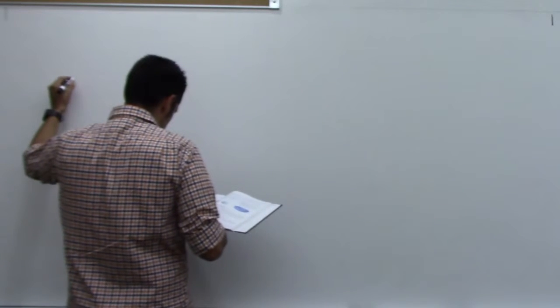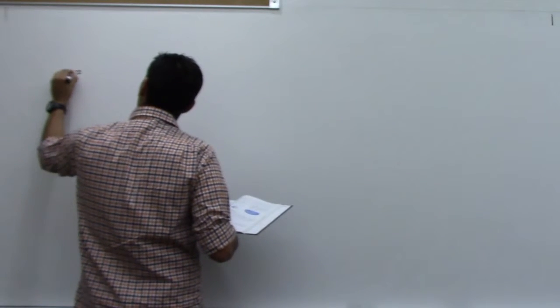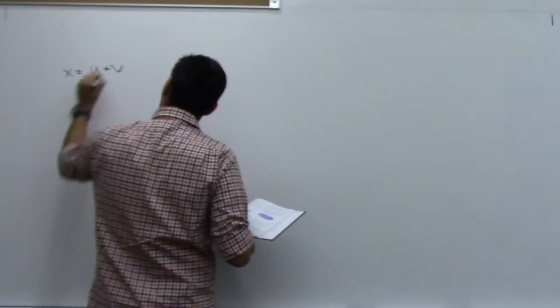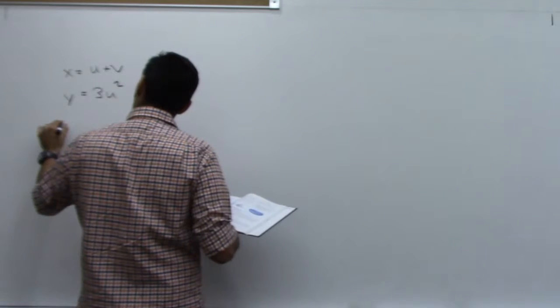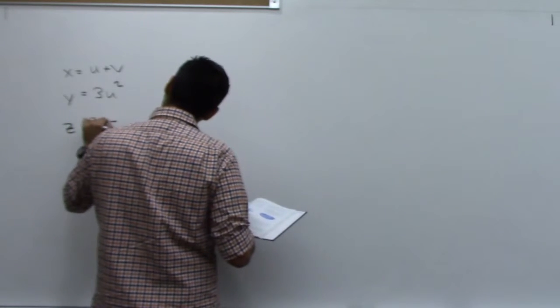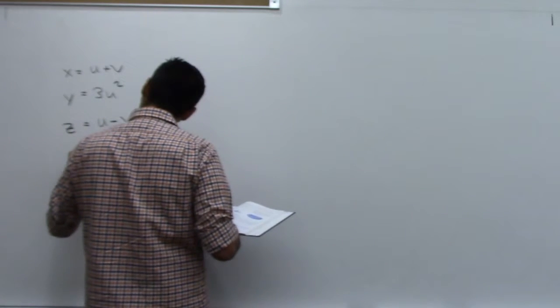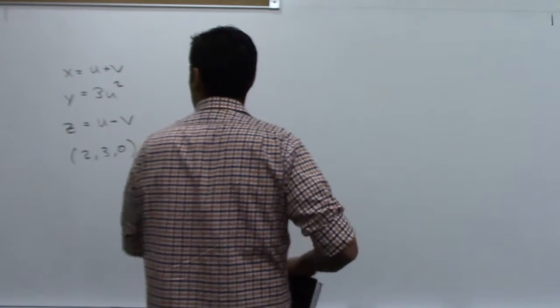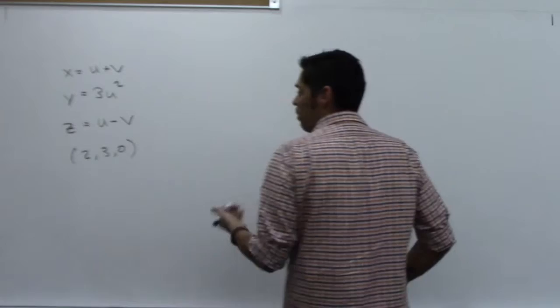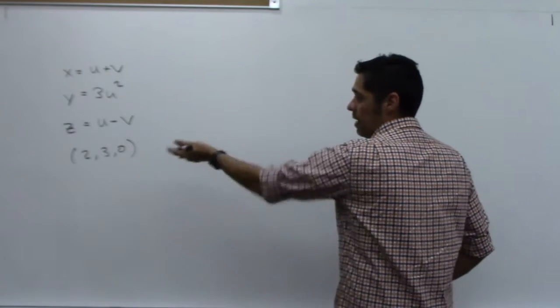So we have, they give us x equals u plus v, y equals 3u squared, and z equals u minus v, and the point they give us is (2, 3, 0). So we want to find the equation of a tangent plane. We need a point and we need a normal vector. So we have a point.